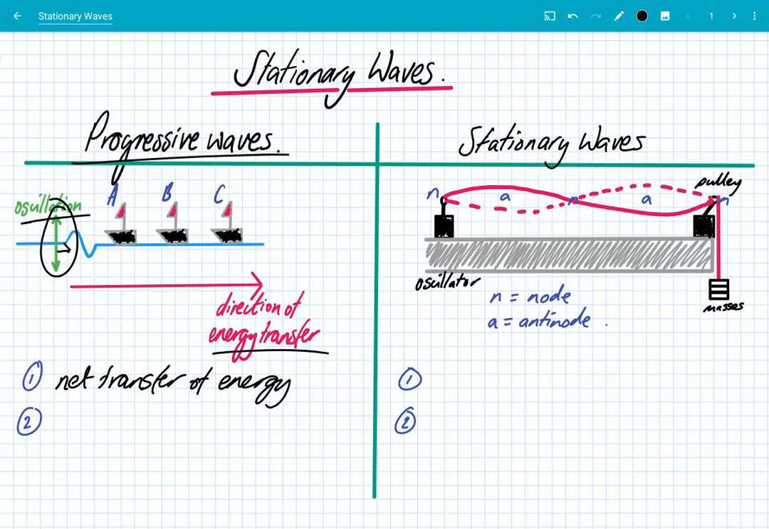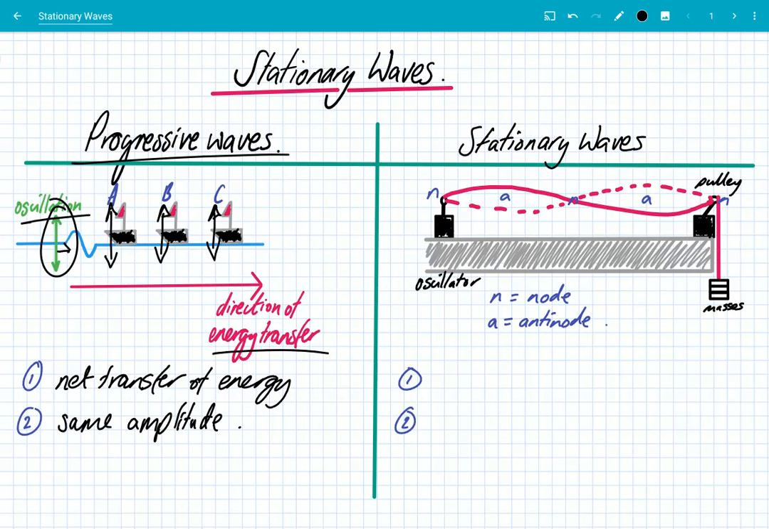And if you imagine this wave, this oscillation passing by these three boats, the motion of these boats is going to be vertical. They're going to each oscillate up and down, firstly A, then B as the wave passes it, then C. So all points along this medium are going to oscillate with the same amplitude. So all points will have the same amplitude of oscillation. And that's really important because it's very different to what happens in stationary waves.